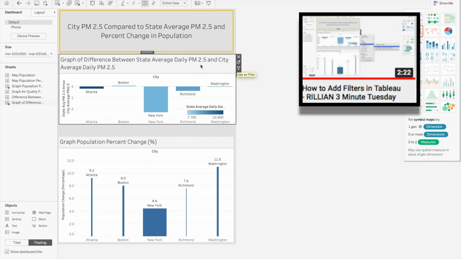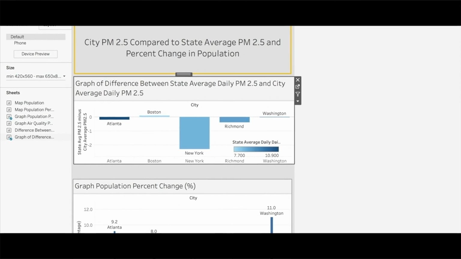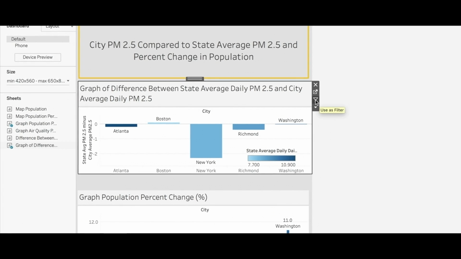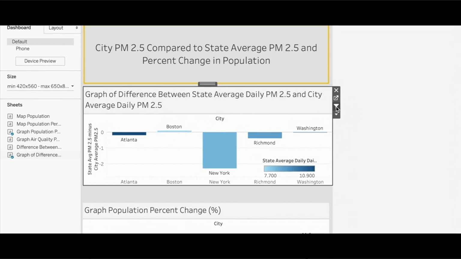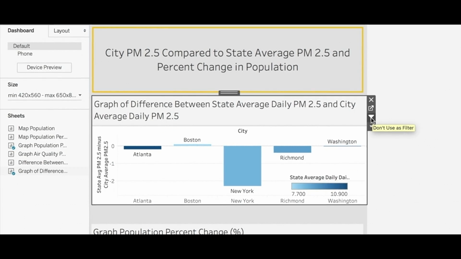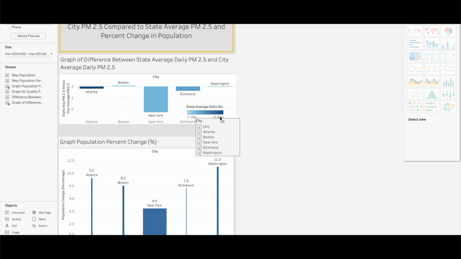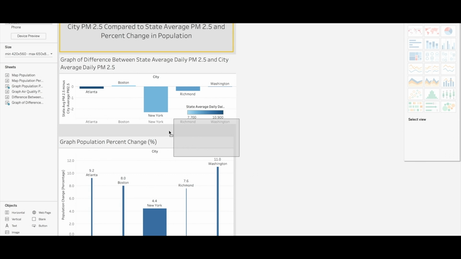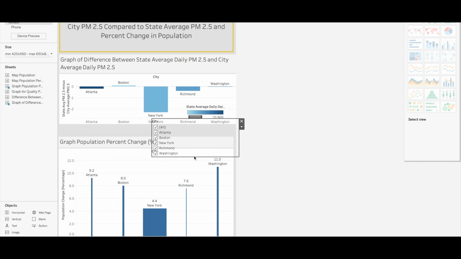Another example using the average or the mean would be this example, which was shown in our previous video on how to add filters in Tableau. This is looking at a public health measure for air quality, looking at the average daily particulate matter that's 2.5 micrometers in diameter or smaller, comparing the daily averages to the state average and putting a graph together, comparing those 5 different cities to see how much of a difference between the state average and the city average there was.